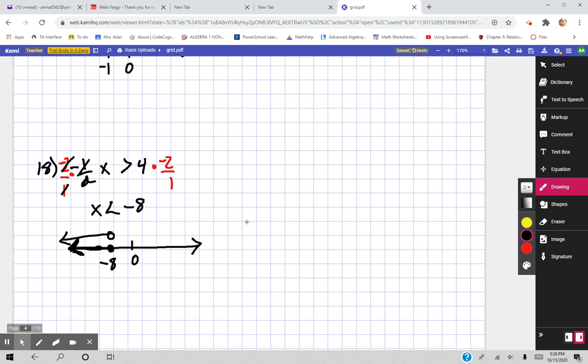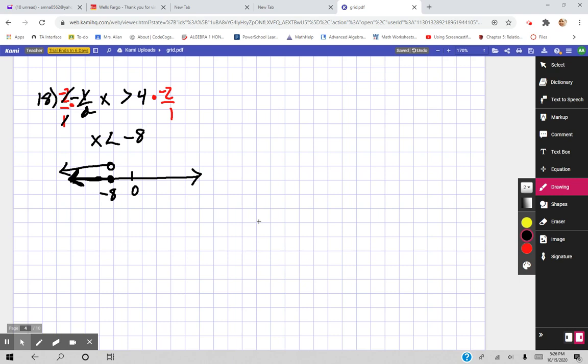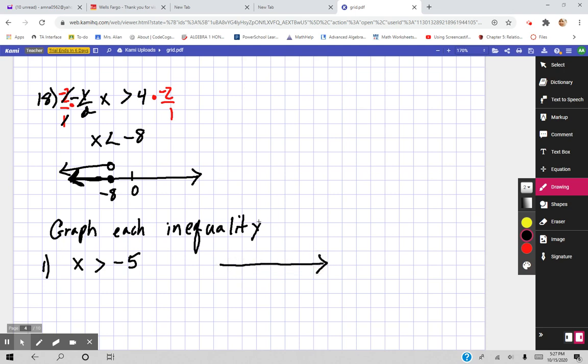Okay, let's get some more practice, but this time we're not really solving, we're just graphing the inequality, right? Graph each inequality. All right, so let's say this is number 1. X is greater than negative 5. Graph that. You'll have questions like that, just like that, on the test.